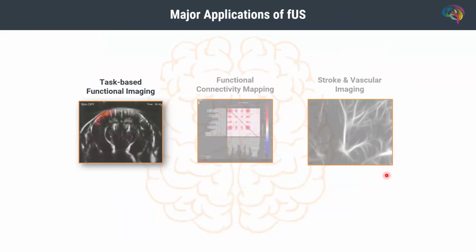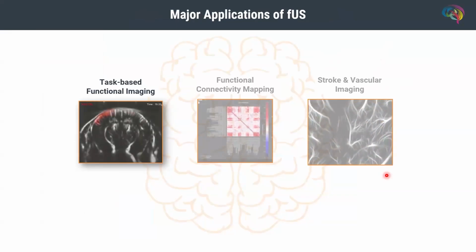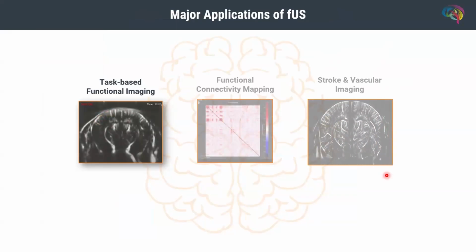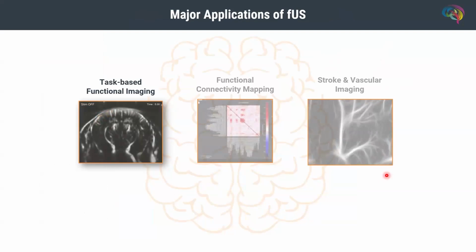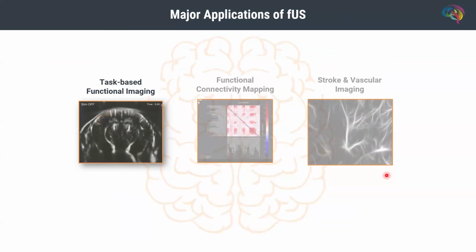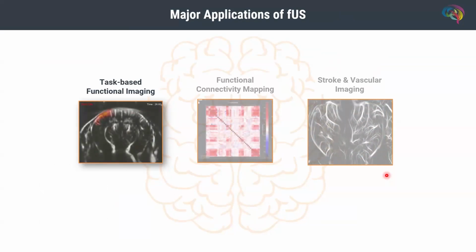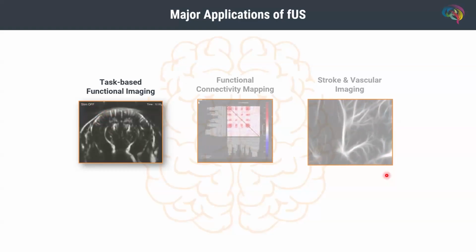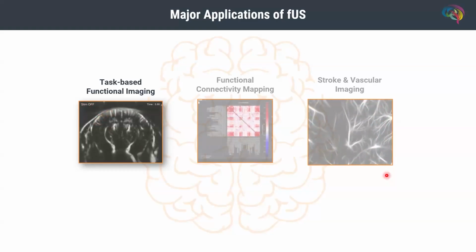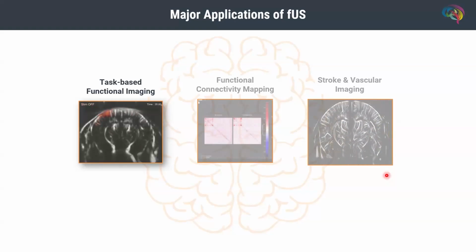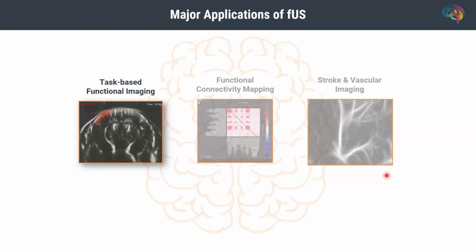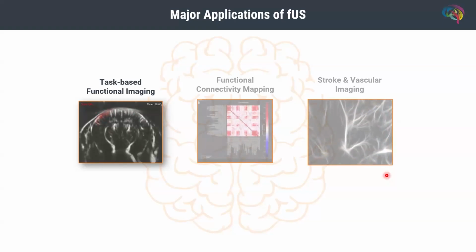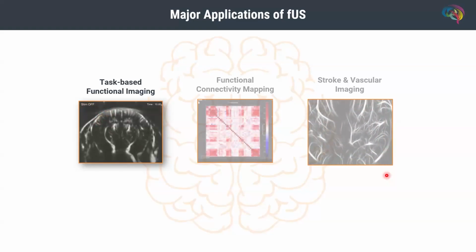Okay, so with this we close the first part, and let's now move to the major applications of functional ultrasound that we usually divide into three main blocks that are task-based functional imaging, functional connectivity, and stroke and vascular imaging. And I will start with task-based functional imaging, so the study of neuronal responses to specific stimulations.